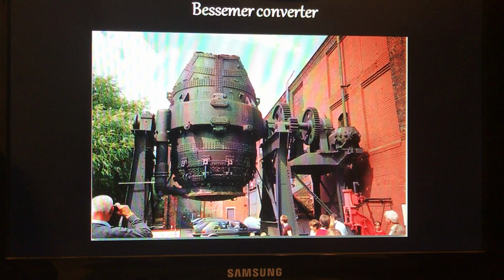Okay, this is a surviving Bessemer converter. It's not used anymore, but it is basically a museum piece. As you can see, it's kind of a tourist attraction too. Okay, another little video.